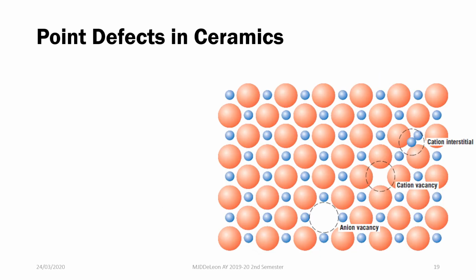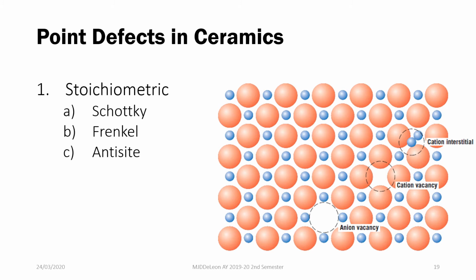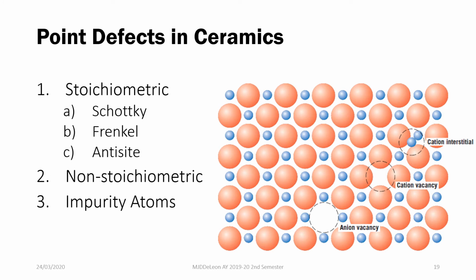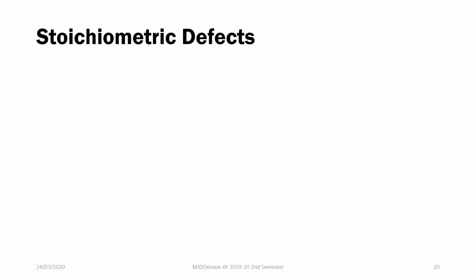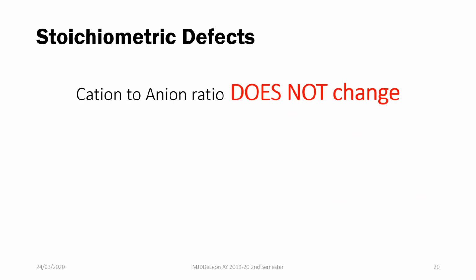Now let's look at point defects in our ceramics. So for point defects in our ceramics, we have three different types. We have your stoichiometric defects, so you have your Schottky, Frenkel, and anti-site defects. You have your non-stoichiometric defects and your impurity atoms. So first, for stoichiometric defects, the cation to anion ratio does not change, or we say the crystal chemistry or the crystal stoichiometry is maintained.